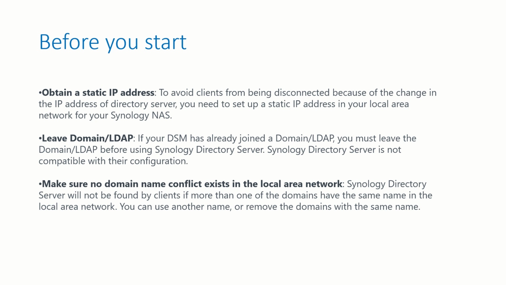Before you start, this is taken from the help file, but there are 3 key aspects that you will want to check. Make sure that the NAS, the Synology that's going to be hosting the directory server, has a static IP address. The second point, if you're already joined to a domain, unjoin it. And finally, if you have another domain on the local area network, that could create conflicts and issues. So 3 points to check before you get started.